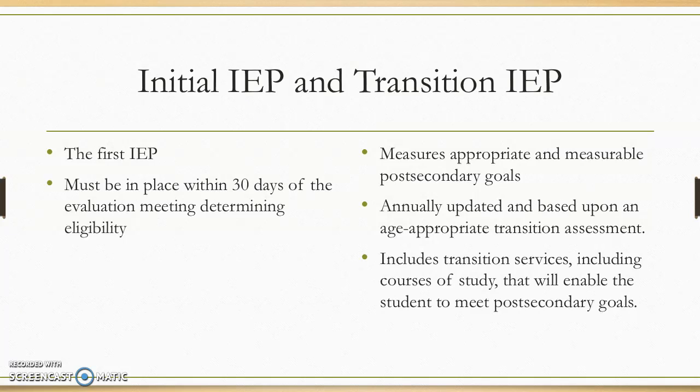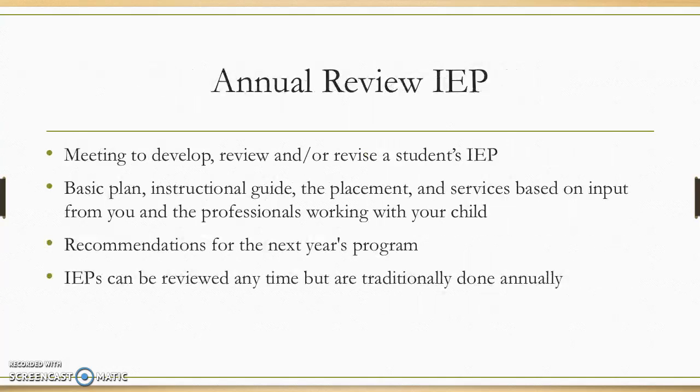The initial IEP and transition IEP. The initial IEP is the first IEP, and it must be in place within 30 days of the evaluation meeting determining eligibility. Transition IEPs include appropriate and measurable post-secondary goals. They meet annually and update based on age-appropriate transition assessments and include transition services when they get to the appropriate age, including courses of study that will enable students to meet post-secondary goals.